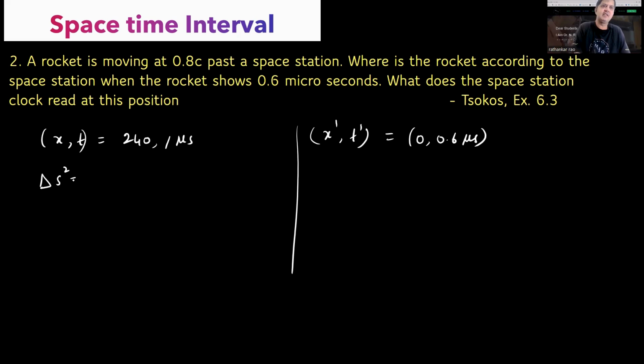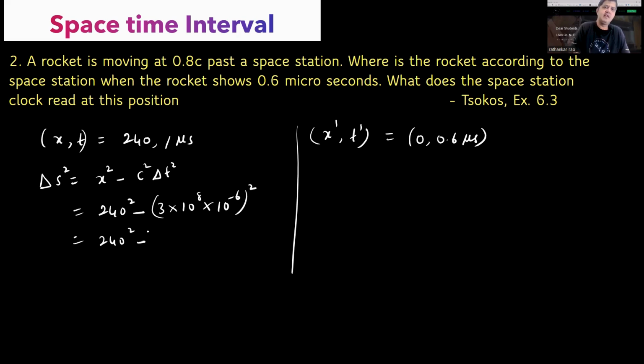Now what's the next thing? Delta s square. Let us find out from here. This should be x square minus c square delta t square, which is equal to how much? What is x square here? 240 square. 240 square minus c square, 3 into 10 to the power of 8 into 10 to the power of minus 6, the whole square, which should be 240 square minus, 8 minus 6 is 2, so this is 300 square. 300 square, right? Minus 32,400. Okay, I get this value.